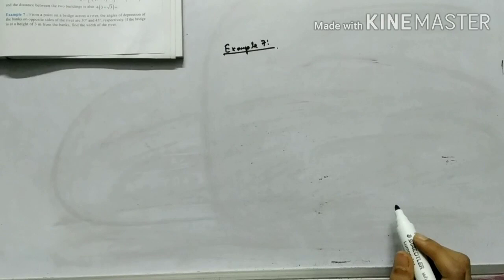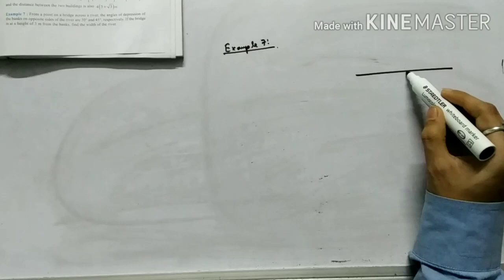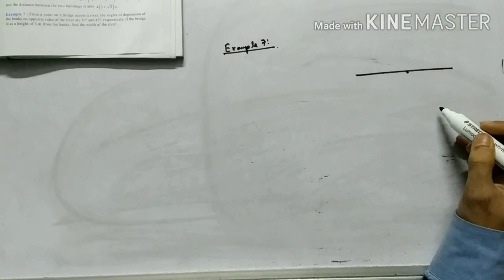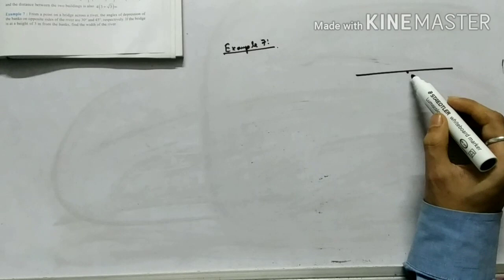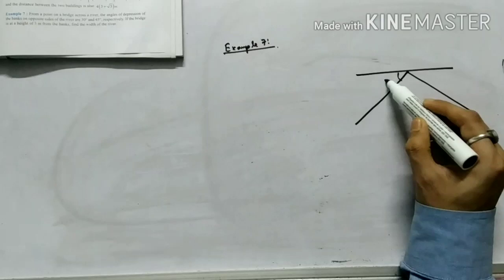From a point on a bridge across a river, there is a bridge, and on this bridge there is a point. The angles of depression of the banks on opposite sides of the river: one is 30 degrees and the other angle of depression is 45 degrees.